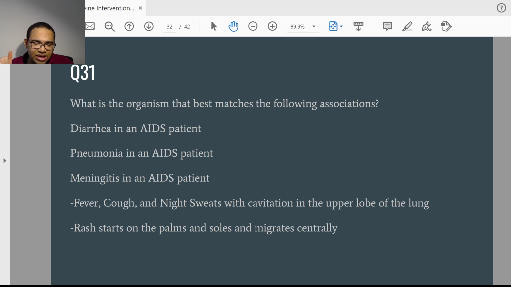Okay, I'll say that again. The latex particle agglutination assay is now the diagnostic test of choice for Cryptococcus, right? So if they give you an answer choice that has India ink and latex particle agglutination assay, go with latex particle agglutination assay, right?